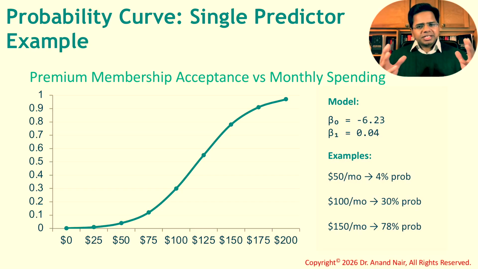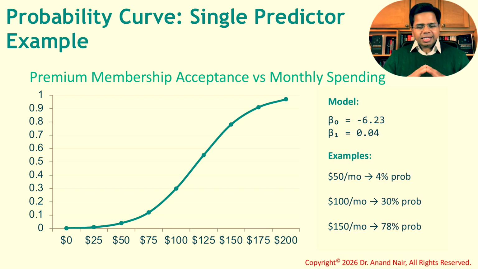But watch what happens in the middle range. From $75 to $150, the probability shoots up dramatically. This is the sweet spot where small increases in spending predict much higher upgrade probabilities. At high spending levels greater than $175, we're approaching certainty. These customers are extremely likely to upgrade.